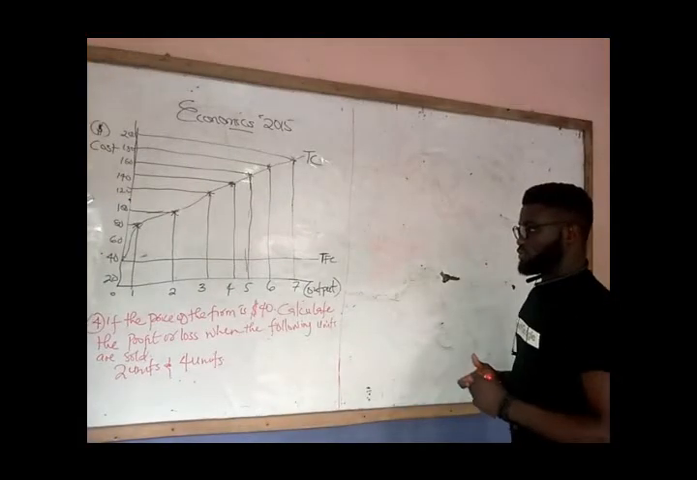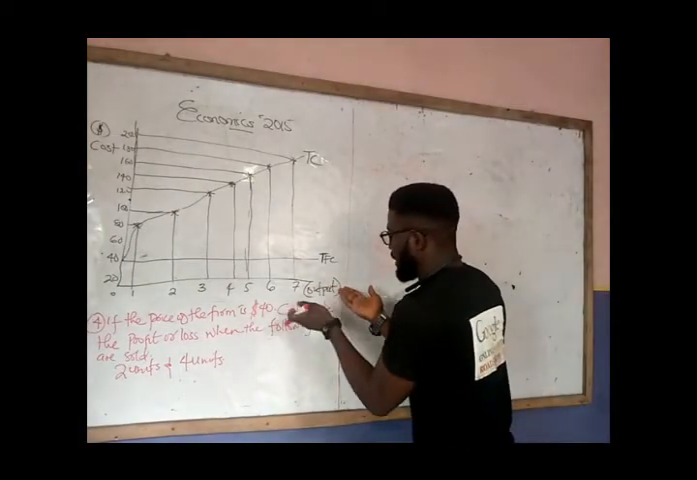So we move to the next question, which is the last question. Now, the fourth question. They say, if the price of the firm is 40, then calculate the profit or loss when the following units are sold. So what are those units sold? We have 2 units and 4 units. So the unit is also an output.